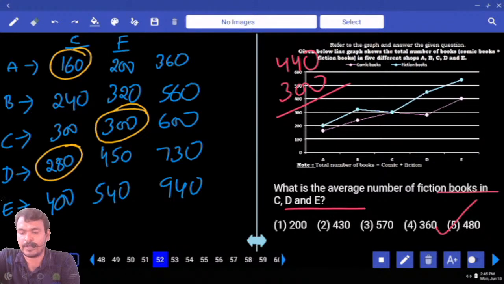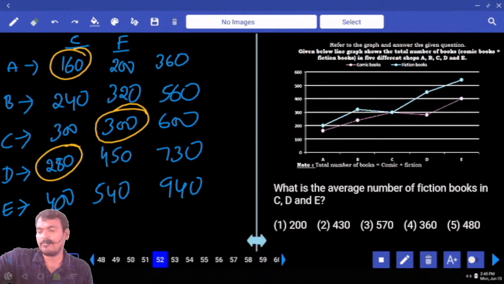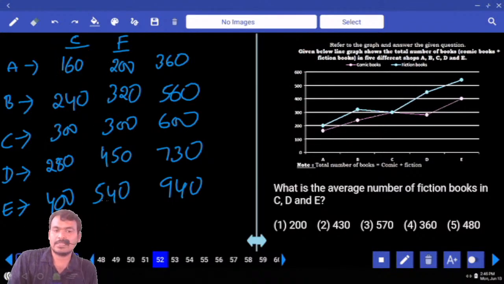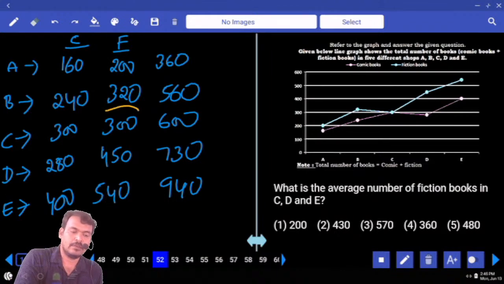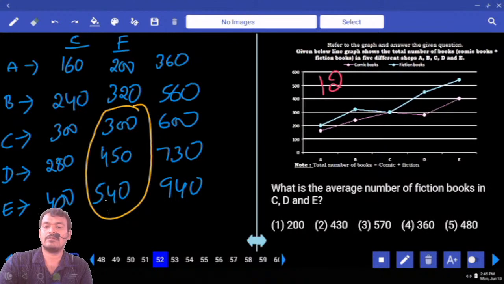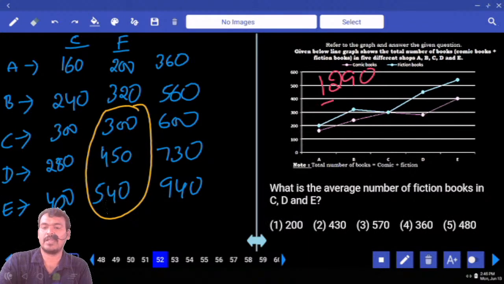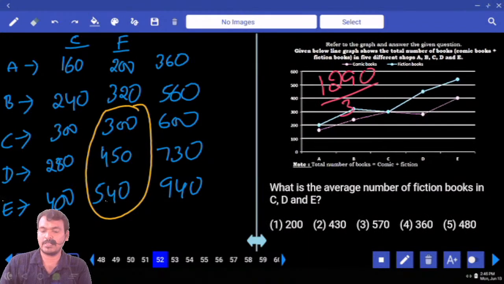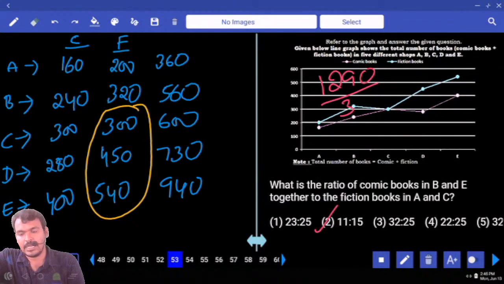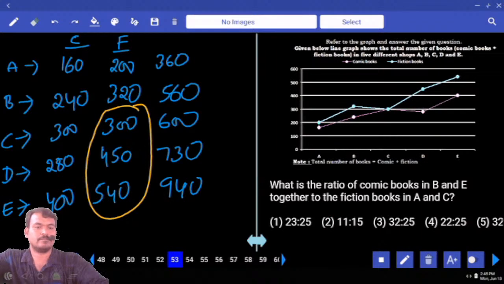Next question number 52. What is the average number of fiction books in C, D, E or not? What is the C fiction value? 300. D fiction value 450. E fiction value 540. Total it is 1290. Divide by 3 or not? Sum is 1290. Average means divide by 3 or not? 1290 by 3 means 430. Which option? Second one.